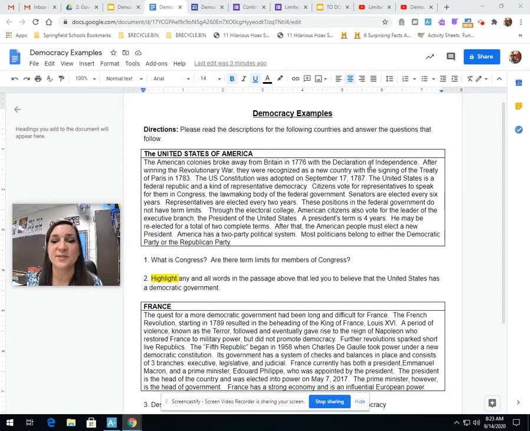Senators are elected every 6 years. Representatives are elected every 2 years. These positions in the federal government do not have term limits. Through the Electoral College, American citizens also vote for the leader of the executive branch, the President of the United States. A president's term is 4 years. He may be reelected for a total of 2 complete terms. After that, the American people must elect a new president. America has a 2-party political system. Most politicians belong to either the Democratic Party or the Republican Party.